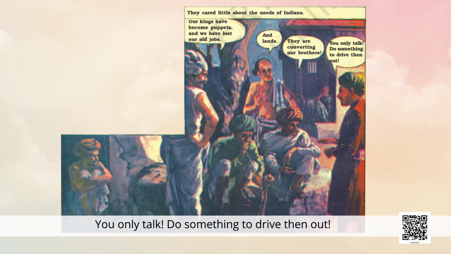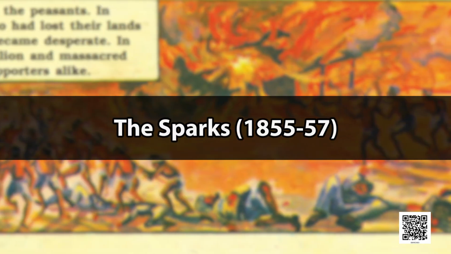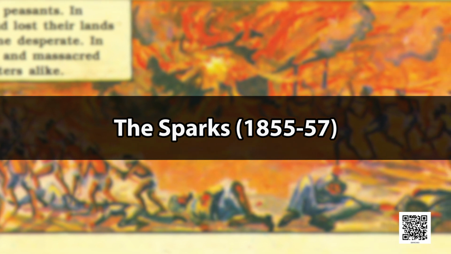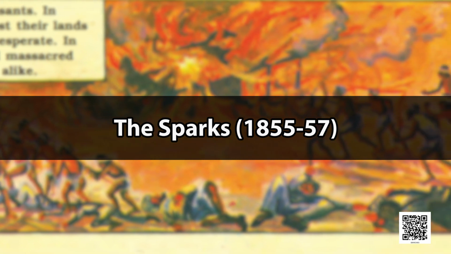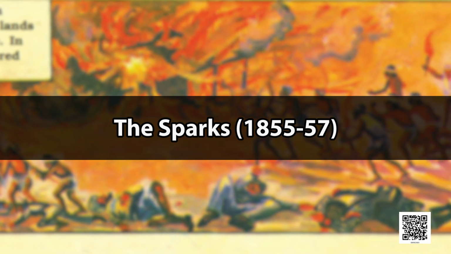So children, just cribbing and talking about a problem does not get one anywhere. Action is very important. One has to do something to resolve a problem. Getting freedom was not the effort of one or two people. It was a large-scale movement in which the leaders and the masses all had to participate. This unit is about the sparks of revolt, the sparks of mutiny in the period 1855 to 1857.